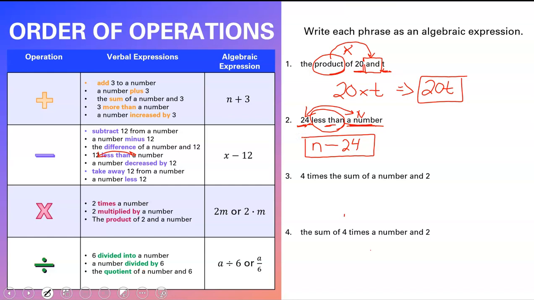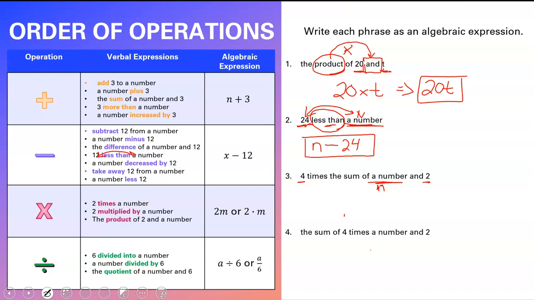All right, number 3, identify our numbers. Boom, 4, 2. I didn't even have to read it. Okay. 4 times the sum of a number and 2. Are there any variables or unknowns that we don't know? Right here, a number. So again, we're going to just give it a letter. It really doesn't matter which letter. I'm going to use n just because n starts with number.